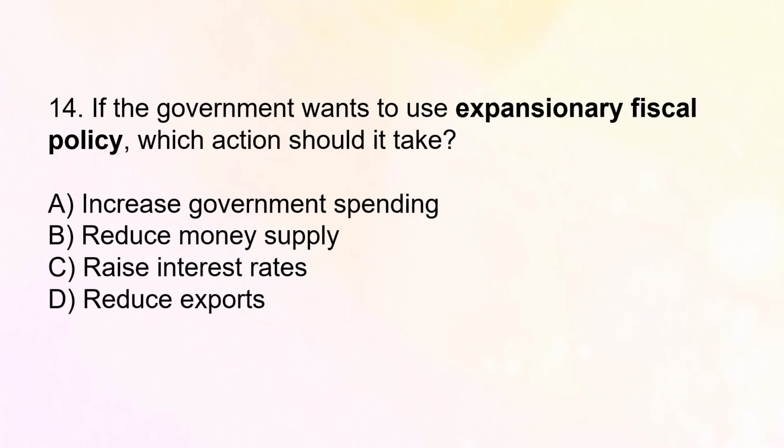Number 14. If the government wants to use expansionary fiscal policy, which action should it take? Letter A. Increase government spending. Letter B. Reduce money supply. Letter C. Raise interest rates. Or letter D. Reduce exports.